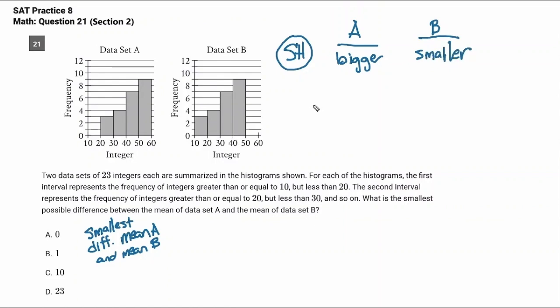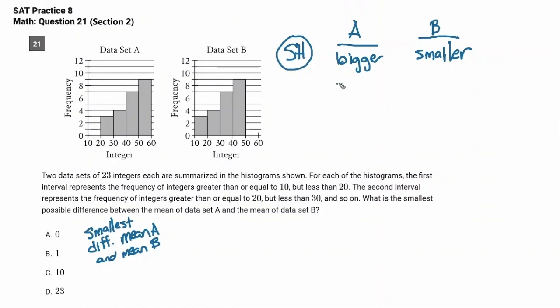You do have to write some stuff down. A lot of kids don't want to write stuff down, but you gotta. But then you can calculate the stuff you write down. If you know that A is bigger and B is smaller, and you want the smallest possible difference between the means, so you want to get the means really close together, you want to get the mean of A as small as you can, and you want to get the mean of B as big as you can. What are the numbers here?